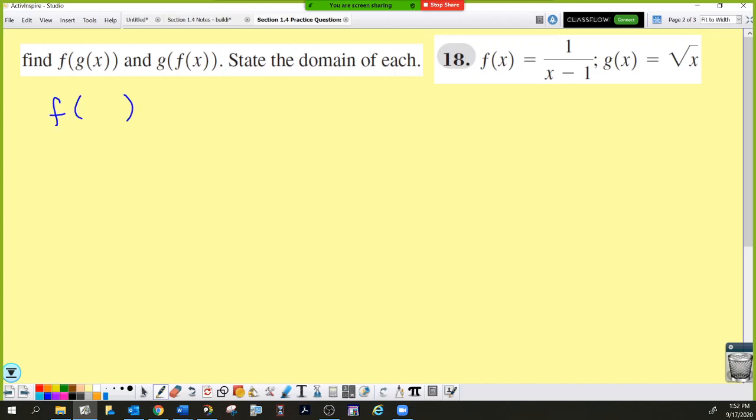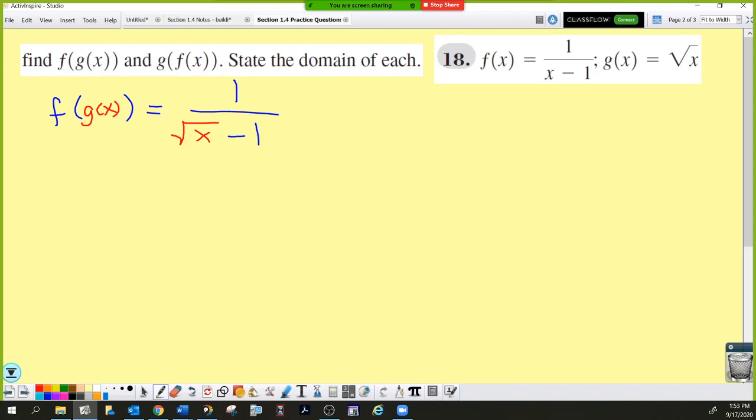f of g of x. Just like I did yesterday, I will switch the colors because I feel like that makes it easier to see. I'm going to make the blue one be f, so I have 1 over, and here is me plugging in g of x. And that's actually as simplified as that gets. You can't really clean that up any better. Could we rationalize the denominator? We could, but who cares?